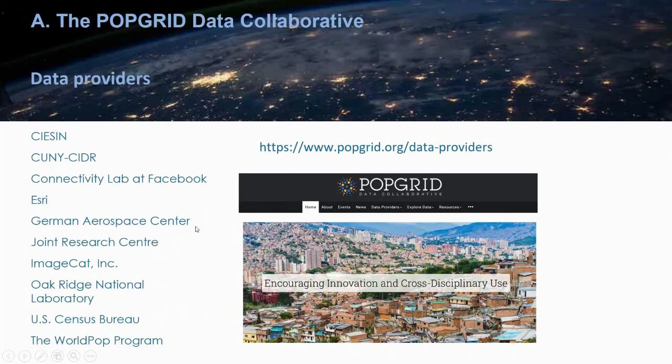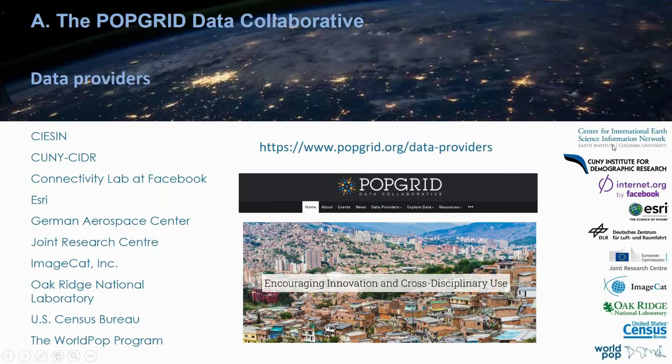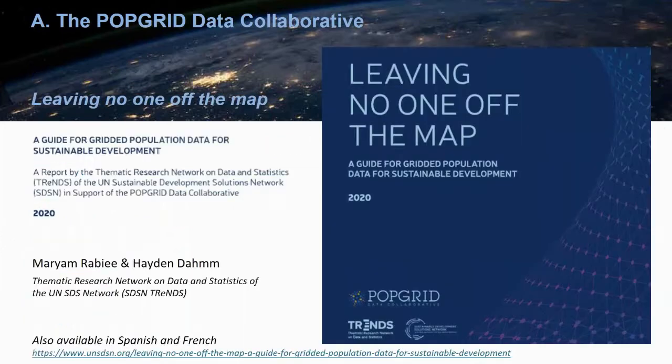Here's a list of the data providers that are active in the POPGRID Data Collaborative. Again, you can see CIESIN, the Center for International Earth Science Information Network, the CUNY Institute for Demographic Research, the Connectivity Lab at Facebook, ESRI, the German Aerospace Center, the Joint Research Centre of the European Commission, ImageCat, Oak Ridge National Laboratory, the US Census Bureau, as well as the WorldPop Program. The diverse group of members of this POPGRID Data Collaborative makes up and guarantees this new way of cooperating.